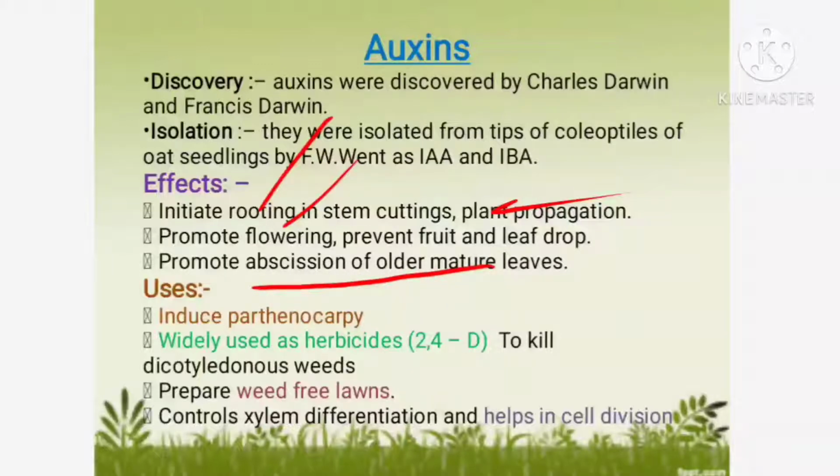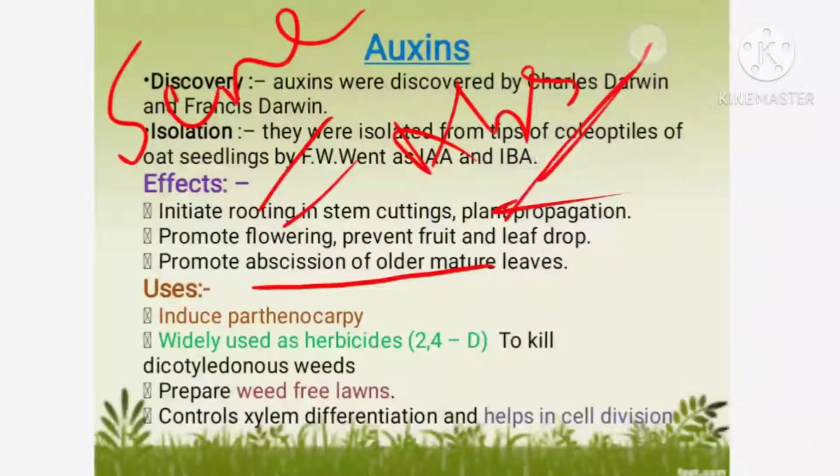Abscission means what? Two terms you have to learn. One is senescence and another one is abscission. So, what does senescence mean? Aging. Aging is called as what? Senescence. Some parts of the plant, the cells are becoming old and they are dying. That we call as what?